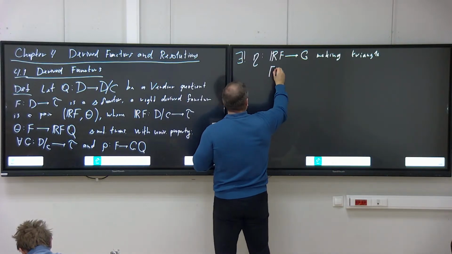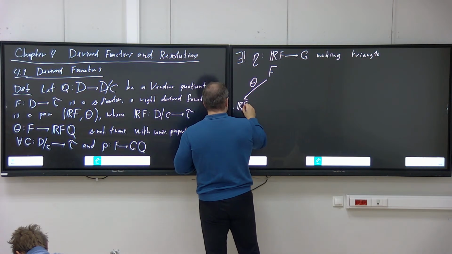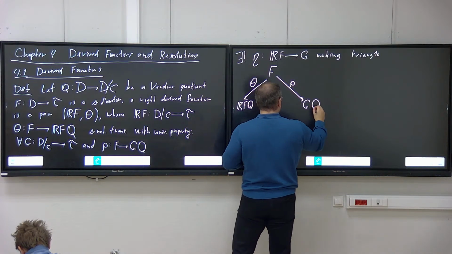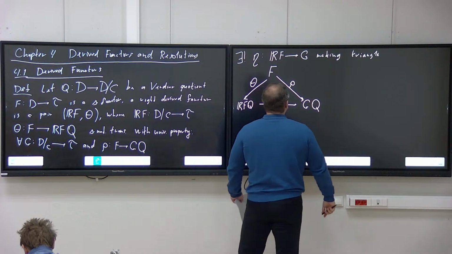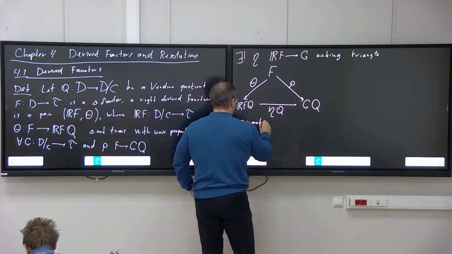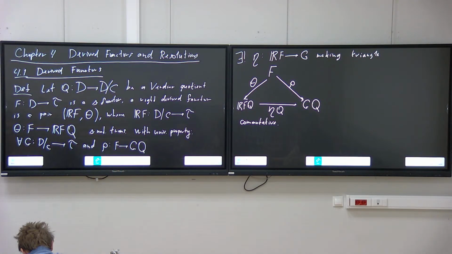So in this triangle I have F, there is a natural transformation beta to RF composed with Q. There is also the natural transformation rho to G composed with Q. And here I have the natural transformation eta composed with Q, making the triangle commutative. That's the definition of a derived functor. Of course, as usual, for something defined by a universal property, we don't know whether it exists, but we know that if it exists, it is unique up to unique isomorphism.